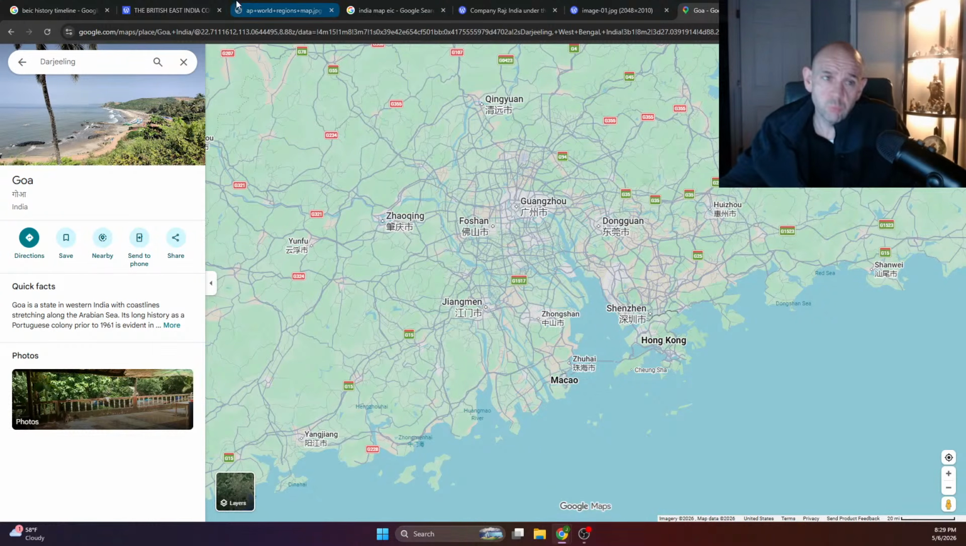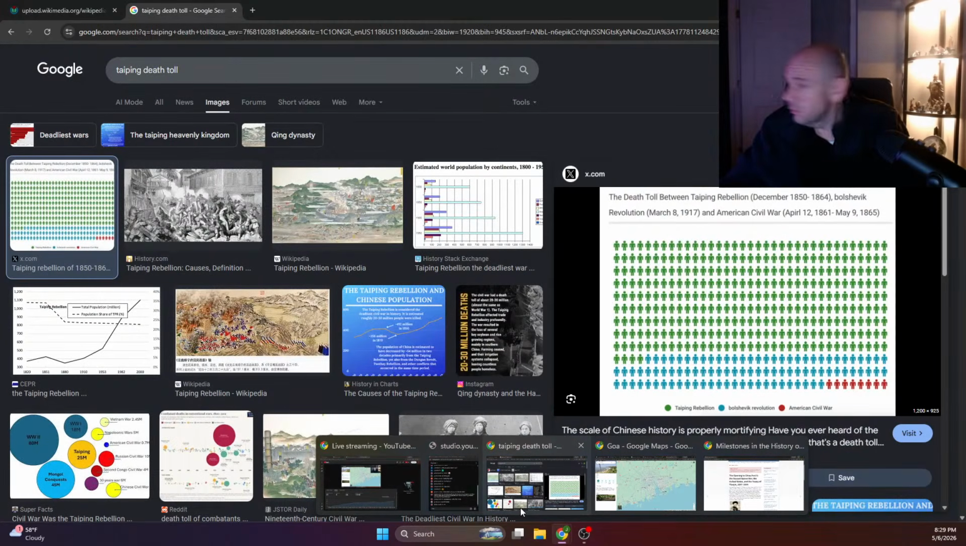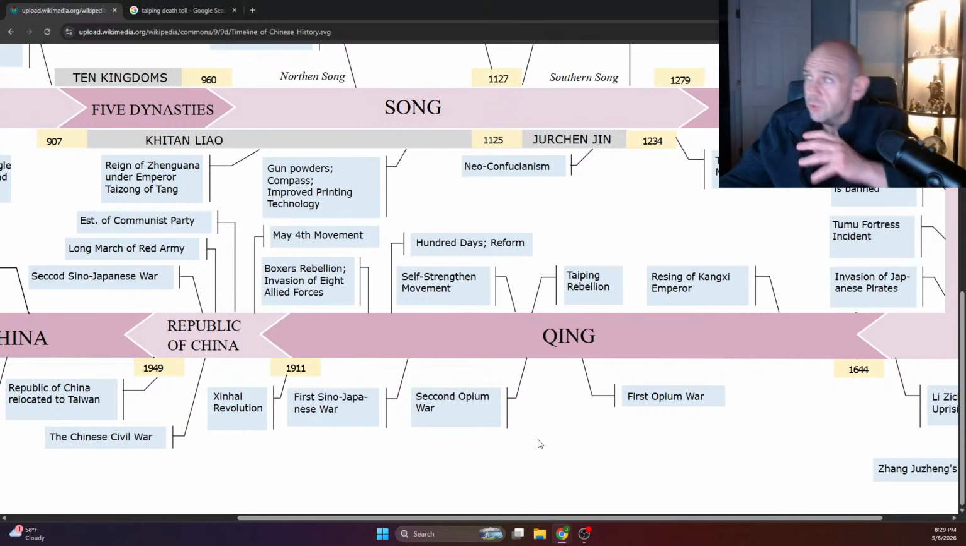And again, it's just one more way in which the Qing are on the way out. Remember, the Qing themselves are Manchu, so they're not particularly popular among the Chinese in the first place.